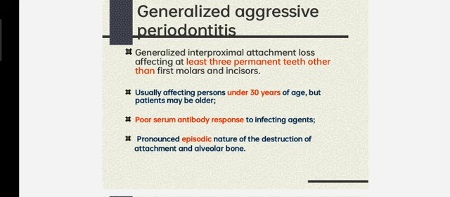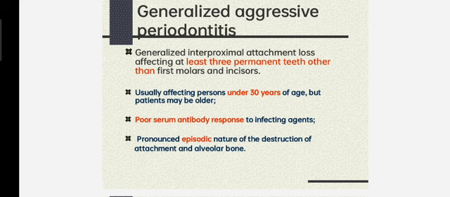Poor serum antibody response to the infecting agent. That means our antibody response or immune response to the foreign body is not that robust. So the bacteria is there and the immune response is not good enough. It is poor. That means the immune cells are not capable enough to get rid of the bacteria. Then the disease will progress.